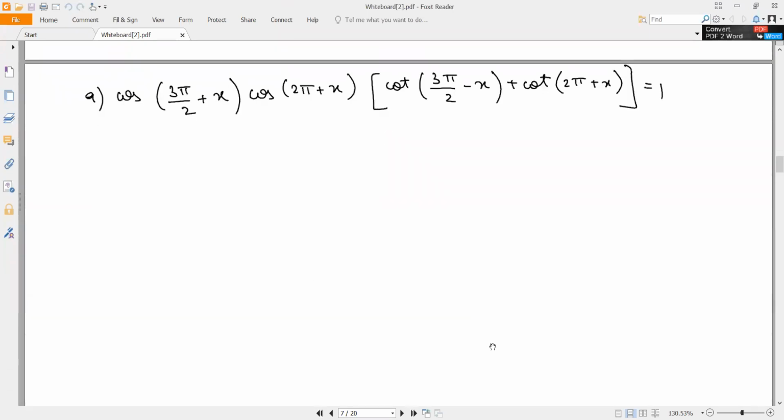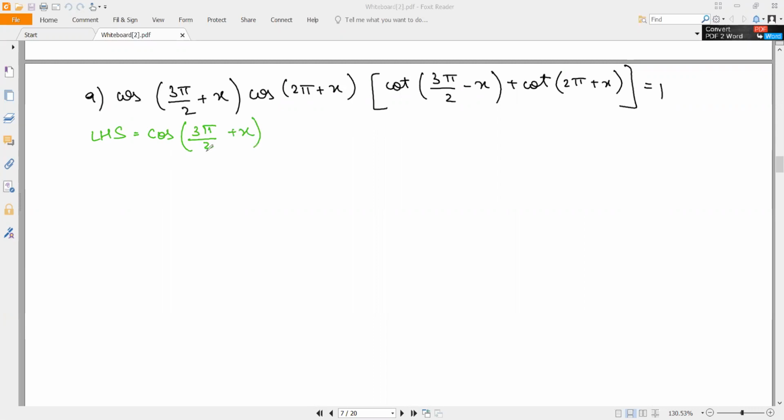LHS is given and you have to calculate RHS. So LHS is equal to cos A into cos B, and in bracket you have cot value. So what can be done? This is 3 times pi by 2 plus x. Now 3 times pi by 2 plus x, you can directly reduce it instead of directly applying the formula. Let's reduce it first. 3 pi by 2 plus x.